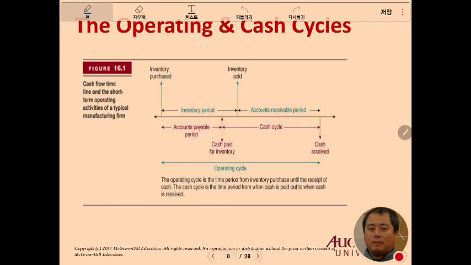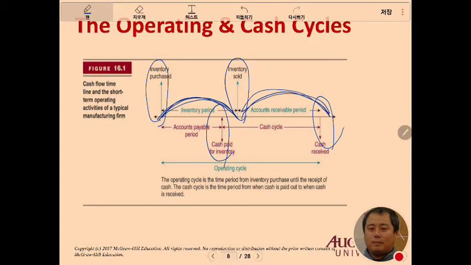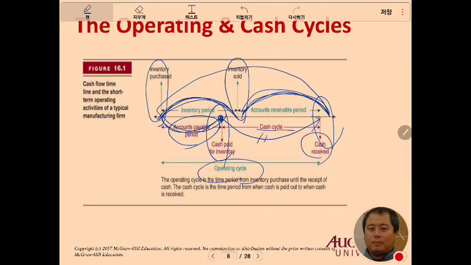So this is again the figure. This is the inventory purchasing point, this is the sales point, this is the collection point, and this is the paying cash point. Now this period is the inventory period, so we hold inventory for this much, and then this is the account receivable period. So after selling inventory, we have to collect cash. Total operating cycle. Now this is the period that does not pay cash yet, so it's called the account payable period. So you have account payable, and you pay cash at this point, and then collect cash. This is called the cash cycle. So really, the operating cycle is also the account payable period plus the cash cycle.